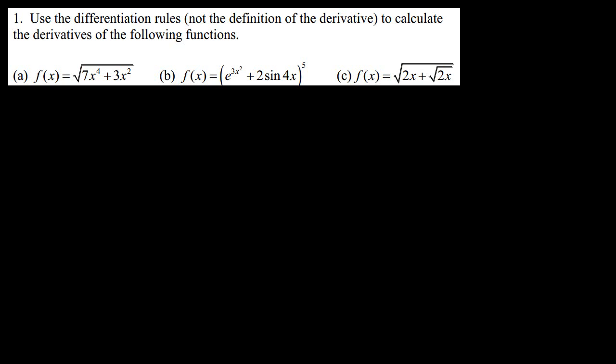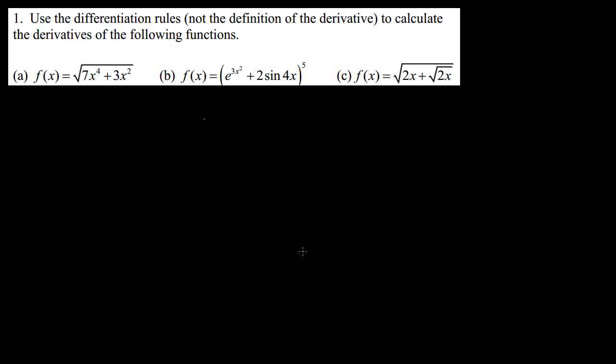Hi there, in this video we're going to be solving the following problems. We need to use the differentiation rules, not the definition of the derivative, to calculate the derivatives of the following functions. First up we have the square root of 7x^4 + 3x^2.